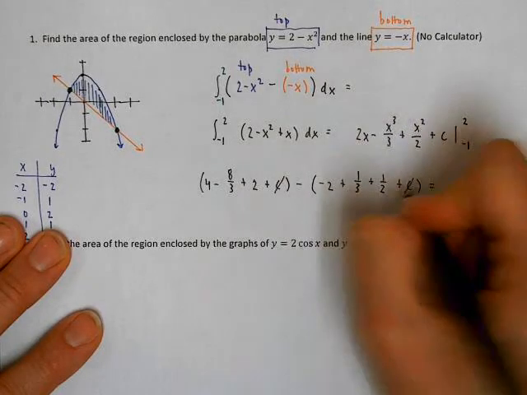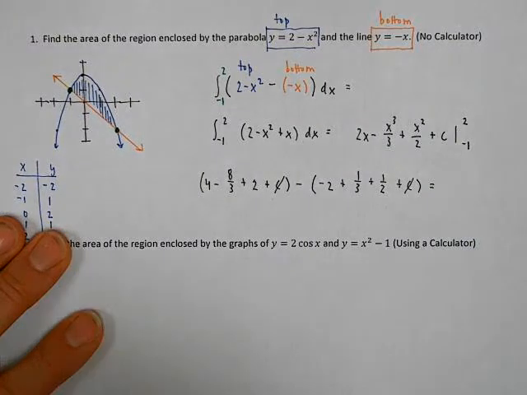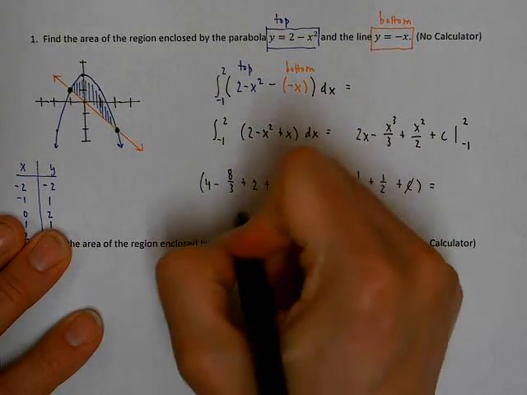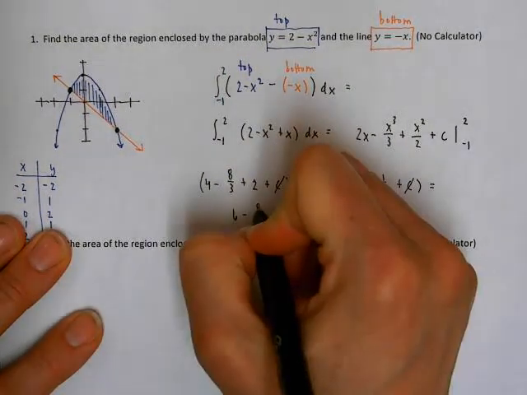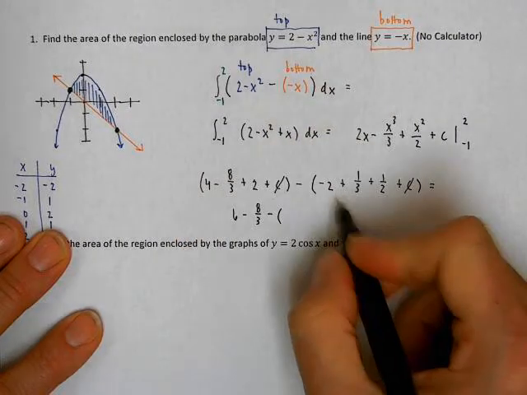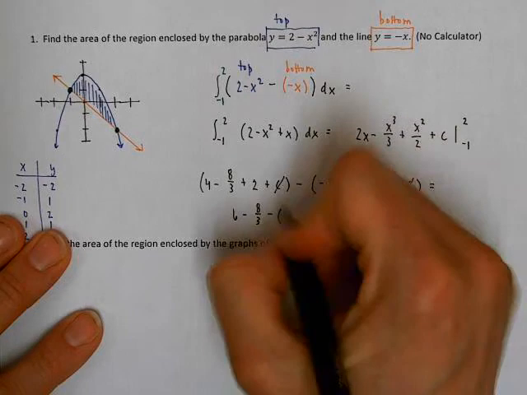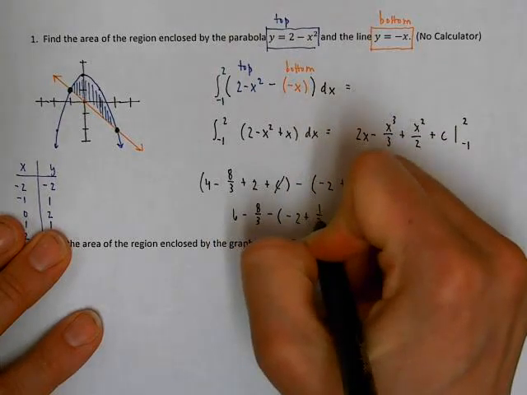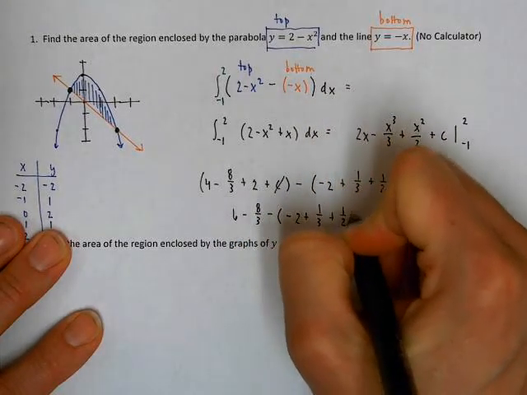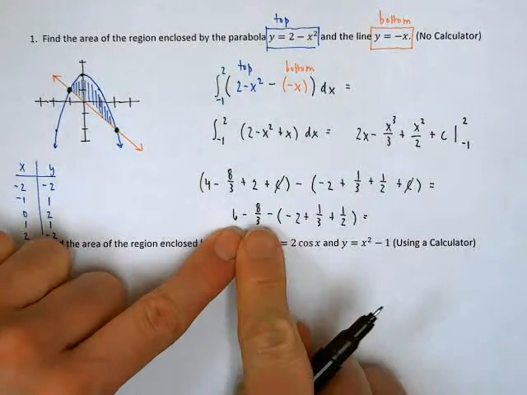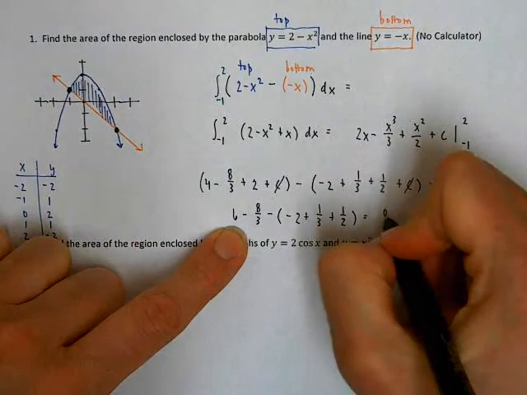My c's I know are going to cancel out. So this is going to be 6 minus 8/3 minus, what do I have? -2. I'm not going to worry too much about simplifying this right now. Plus 1/3 plus 1/2. So 6 plus 2 is going to give me 8.